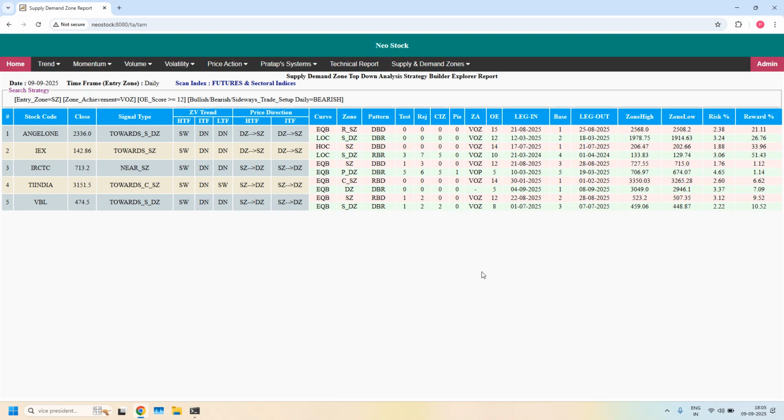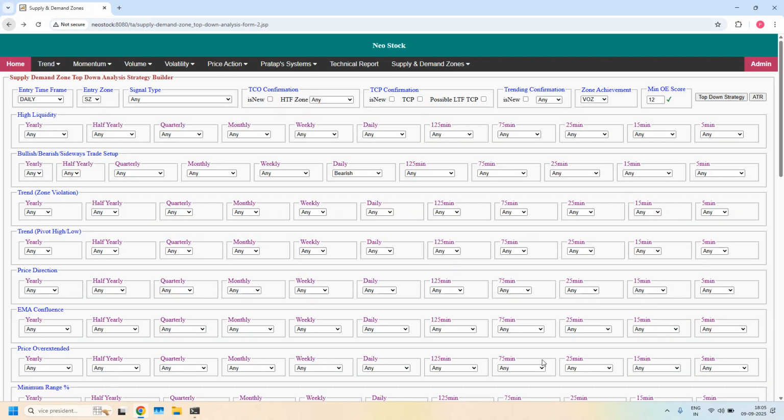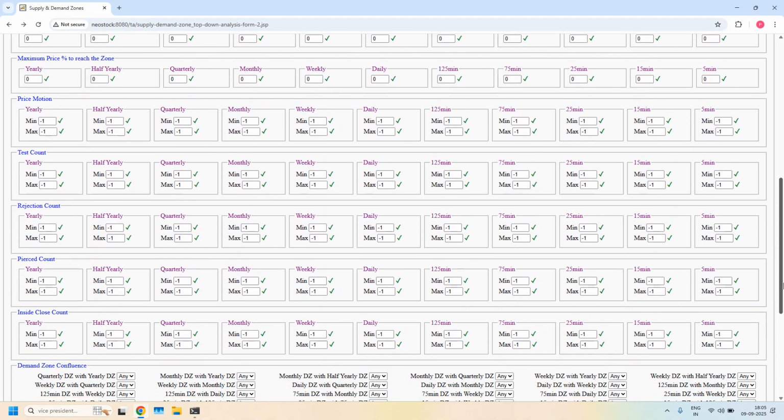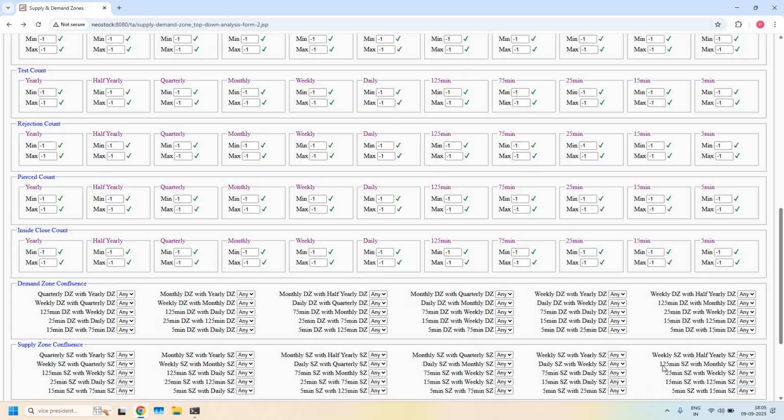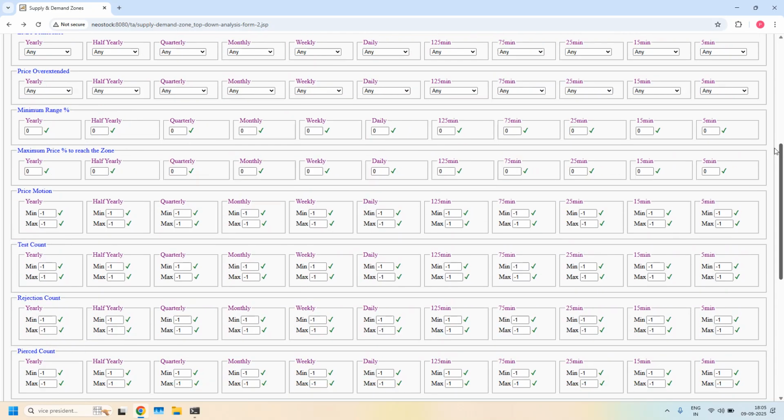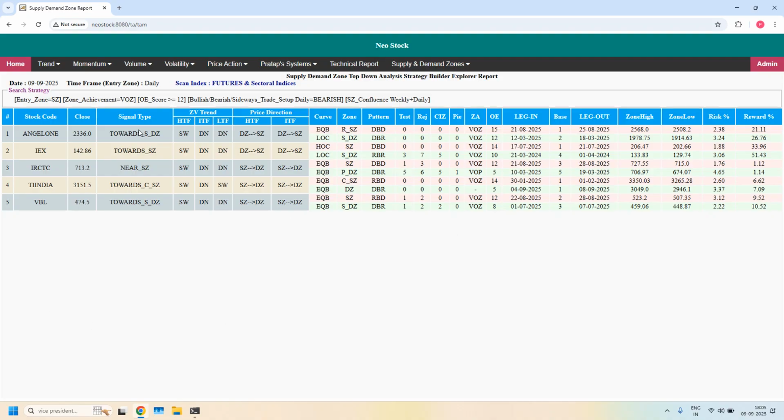Out of these 5, to find high probability trade setups based on LTF and ITF supply zone confluence and then ITF EMA confluence, let us filter. In the supply zone confluence, I am applying the filter daily supply zone with weekly supply zone confluence for those 5 stocks. All 5 are filtered. That means all 5 daily supply zones overlapped with weekly supply zones. And the weekly trend is a downtrend in all the stocks.